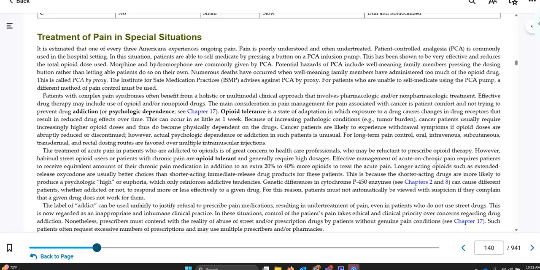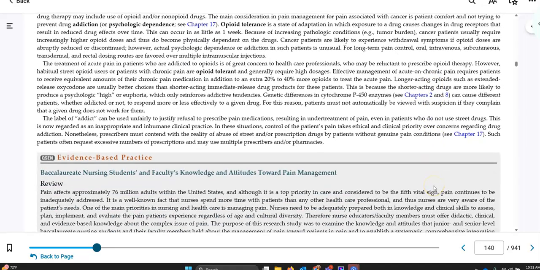The benefit of the PCA pump is that when we give individuals the independence to select their medications, they typically use less of the PCA, even though it's available to them, which is kind of an interesting thing. So they'll usually use less of that medication.